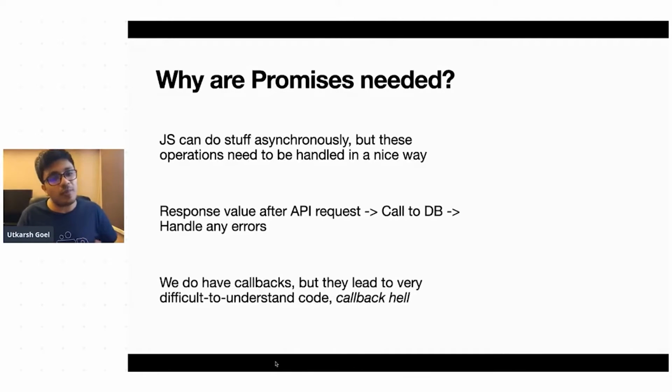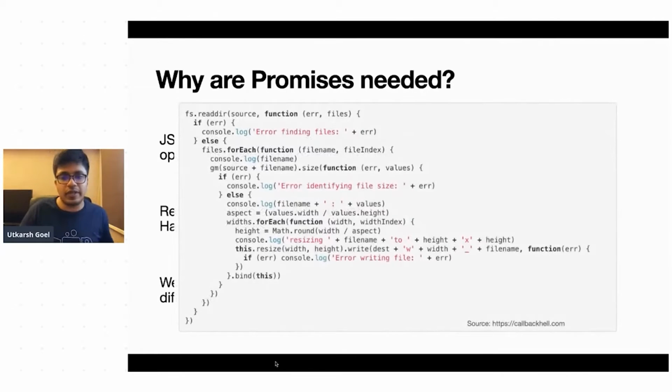So again, we do have callbacks for all of these things, and before promises existed in JavaScript, callbacks were how developers did it. But I think callbacks lead to very difficult to understand code, which is famously called callback hell. And this is very ugly looking code. I've taken this from callbackhell.com, and it reiterates the idea that callbacks can get really ugly to read in the future. So this is why promises are needed.